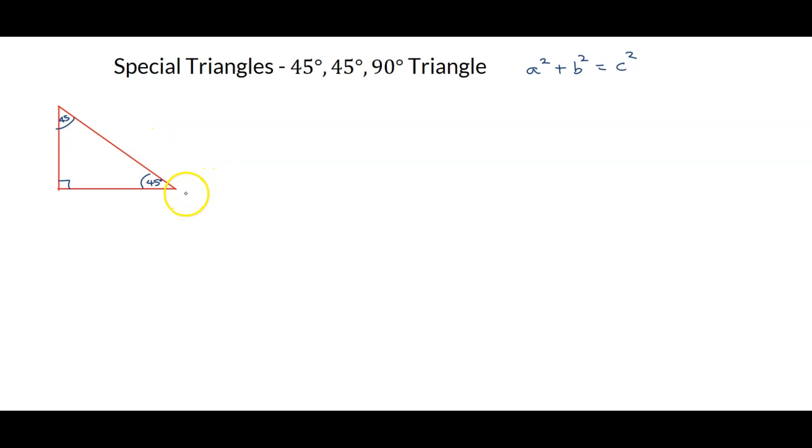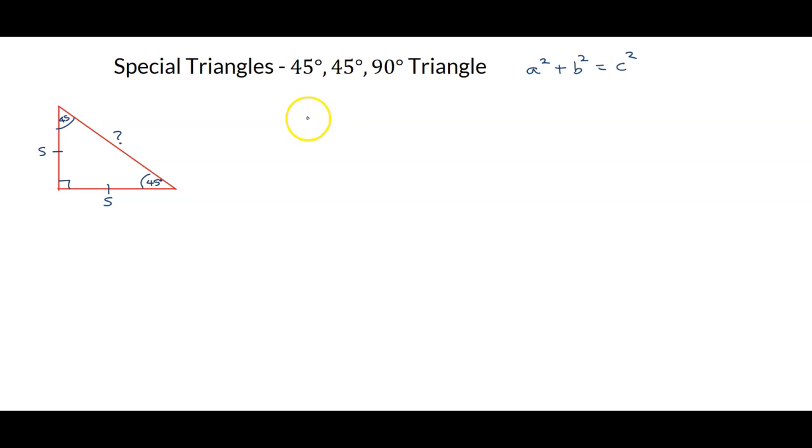So here, because they are 45 degrees each, that means that this length here and this length here are congruent. They have the same value. So let's call this s over here and s over here, and then we're going to put a question mark here because we want to find out the value of the hypotenuse.